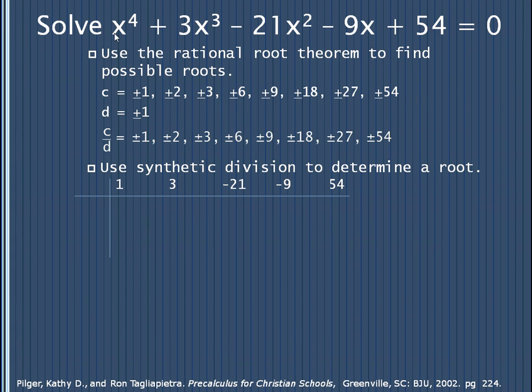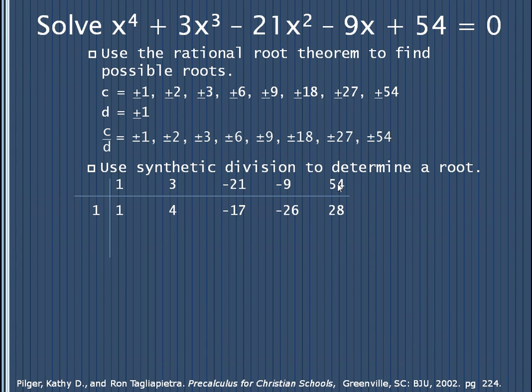I'm not really going to give you the time to think through and do all these synthetic divisions. Maybe I'll talk through this first one, but hopefully you have this down, especially with the reminder we just had. Bring down the 1. 1 times 1 is 1 plus 3 is 4. 1 times 4 is 4 plus negative 21 is negative 17. That goes way too fast for me. 1 times negative 17 is negative 17. Minus 9 is negative 26. 1 times negative 26 is negative 26 plus 54, and you get 28. So all of that to say 1 does not work because we did not get a 0 here.